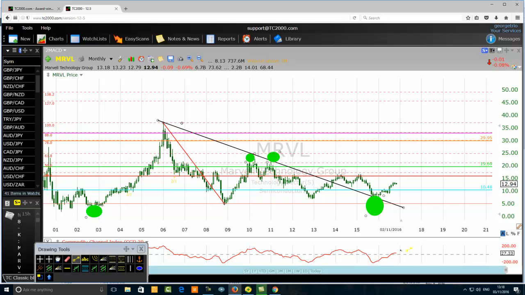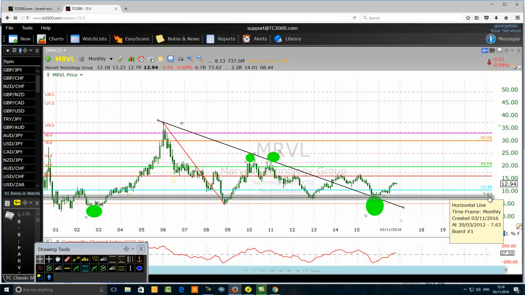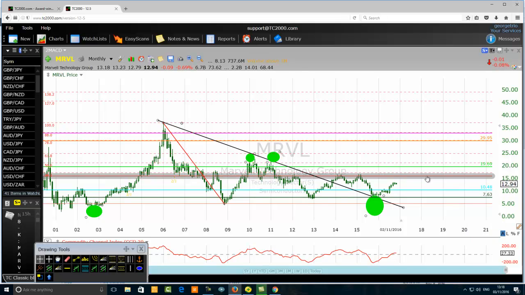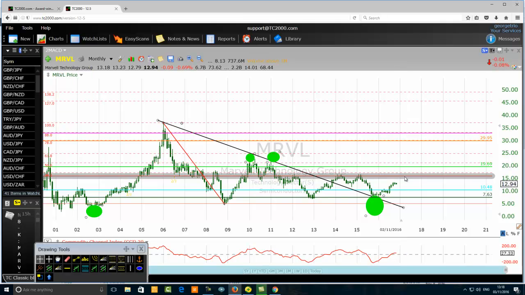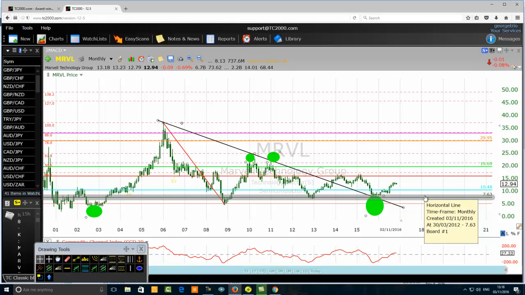Right now, the stock is consolidating. What do I mean by that? It's not a difficult word. It's consolidating between the level of $7.63 and the level of $16. There's a consolidation taking place. So the stock is trying to go back to the $16 level, where people will try to sell it back down to the zone of $7.63. All right.